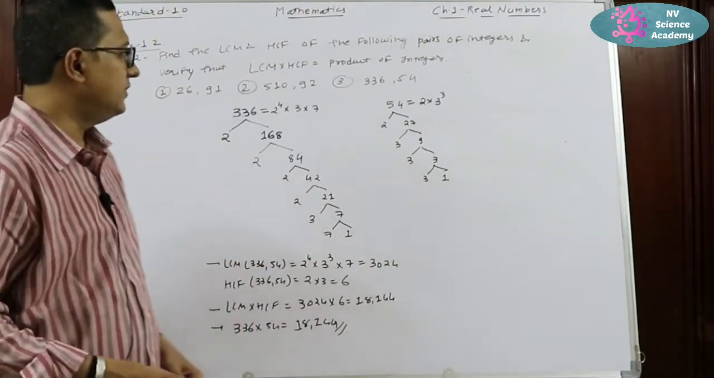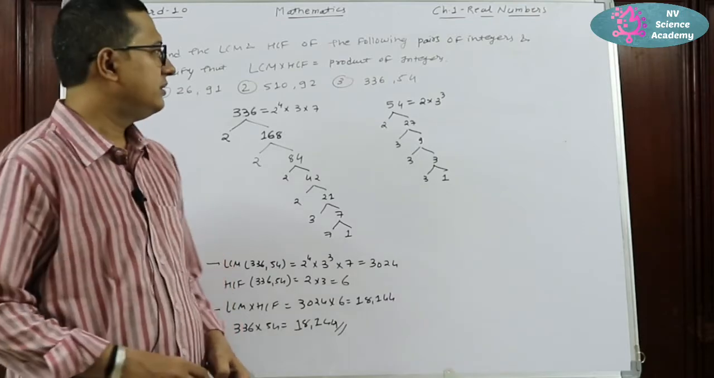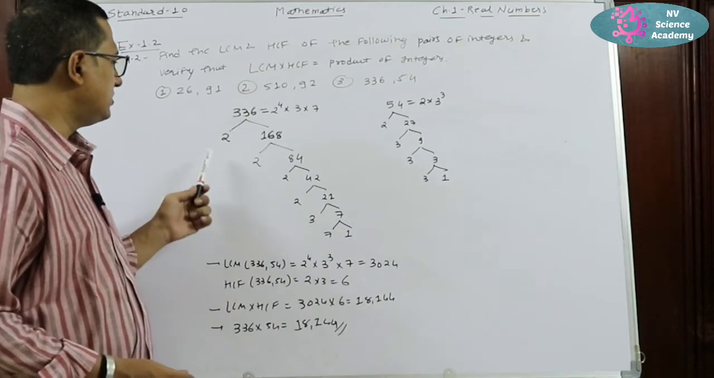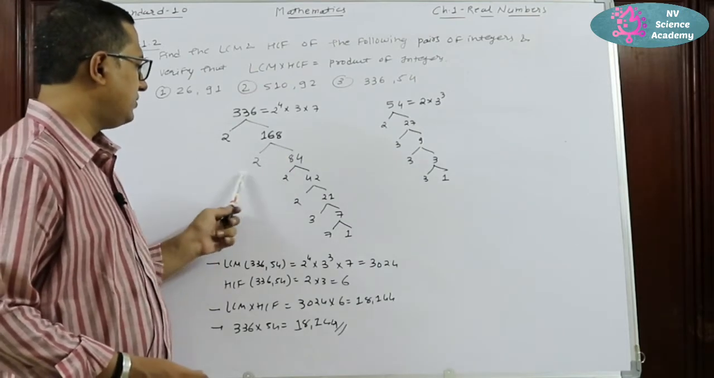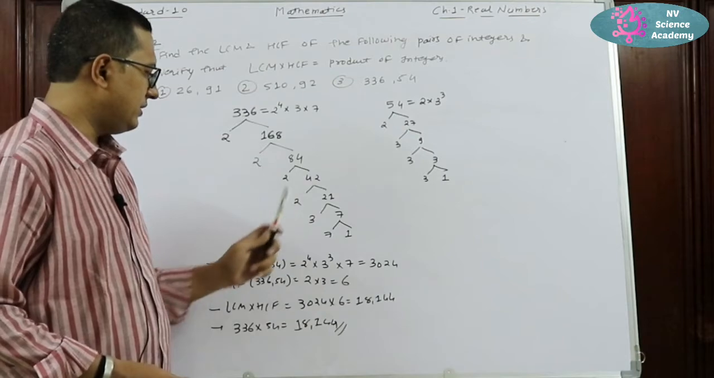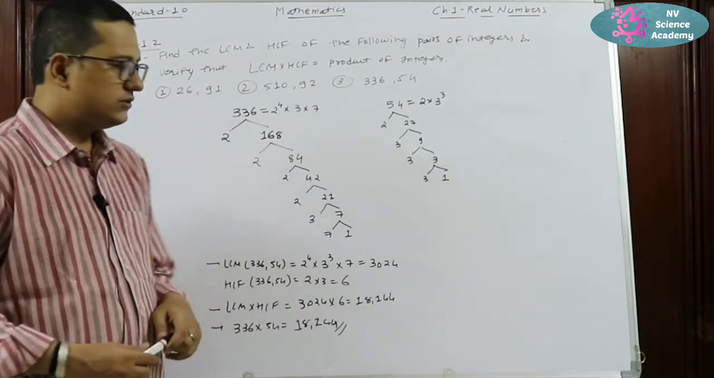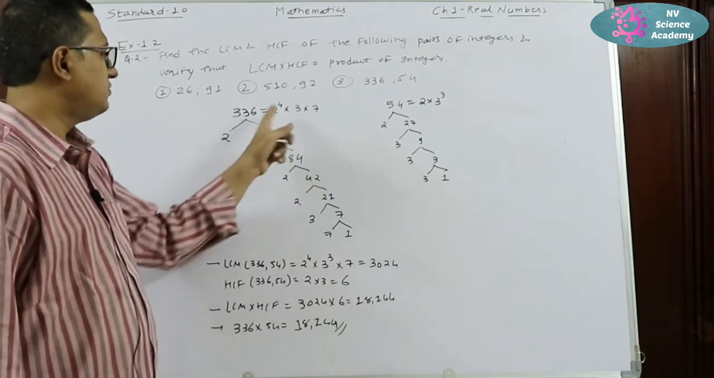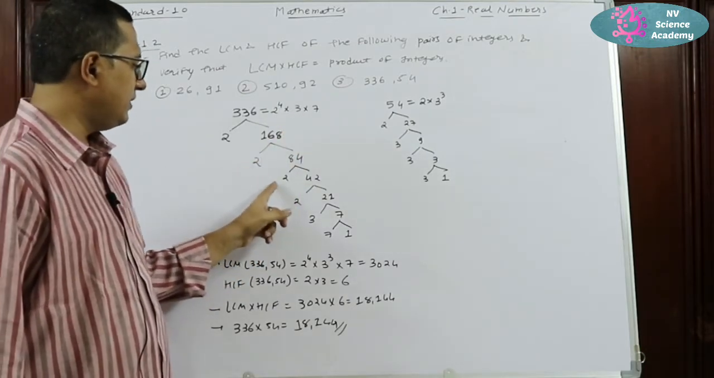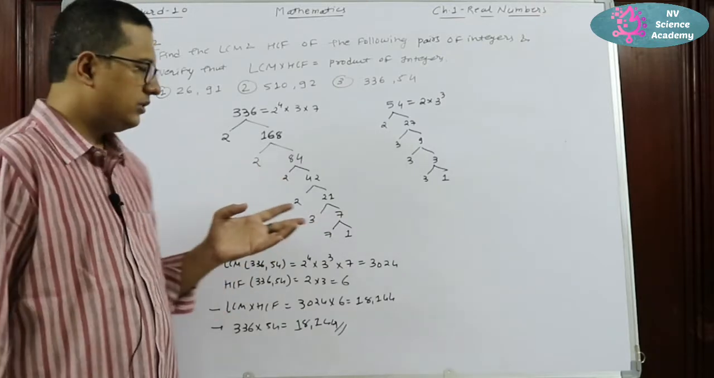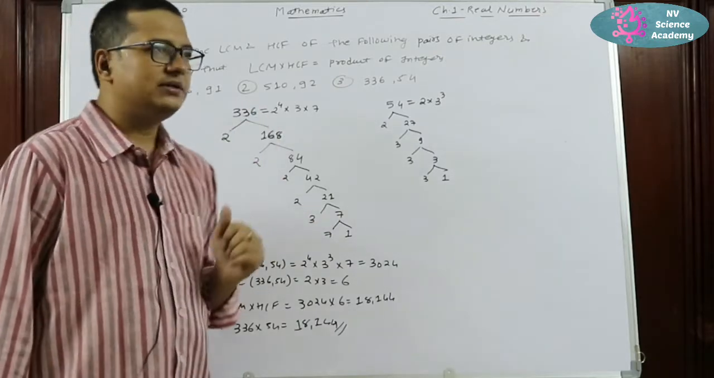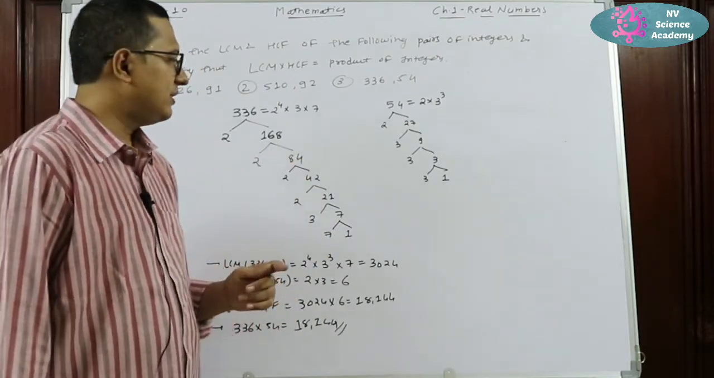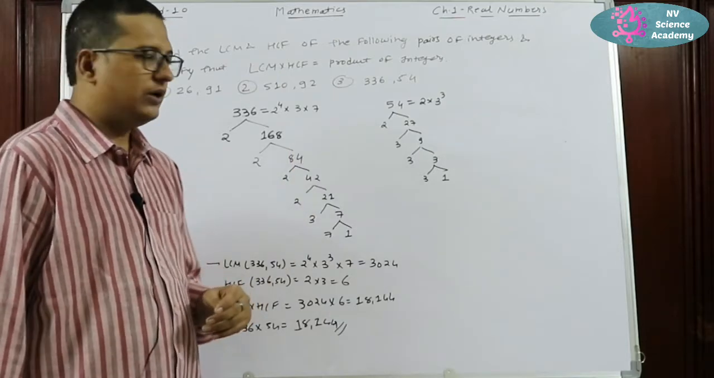For the third pair, that is 336 and 54. For 336, the prime factorization is 2, 168, 2, 84, 2, 42, 2, 21, 3, 7 and 7. So the prime factors are 2 raised to 4 multiplied by 3 multiplied by 7. Now 2 raised to 4 means 2 multiplied by 2 multiplied by 2 multiplied by 2. So 2 raised to 4 multiplied by 3 multiplied by 7 is the prime factorization for 336. For 54, the prime factorization is 2 into 3 cube. So how is it 2 into 3 cube?